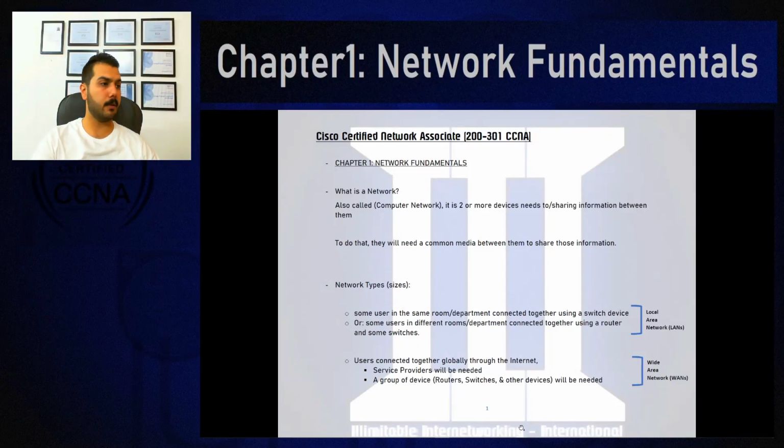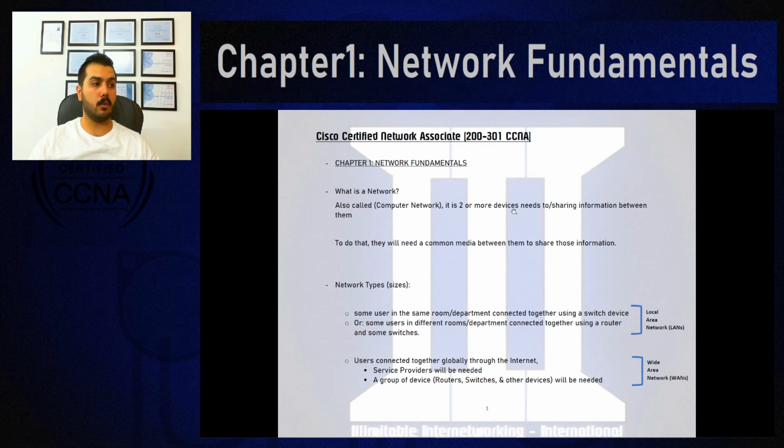Alright, welcome back. This is the start of chapter 1, which as we discussed in the introduction video, in case you watched it, will be network fundamentals. We'll start with a brief introduction about networks. After that, we will go deep into every topic that Cisco announced in their new course, and we will discuss the topics. Firstly, what is a network, which is also called computer networks?